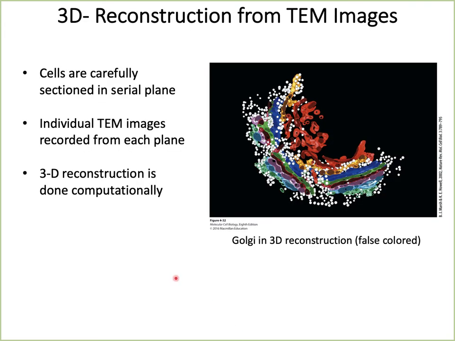So we can actually construct three-dimensional images from the transmission electron micrograph. And the beauty of this is that the cells are carefully sectioned in a serial plane. So you have to keep track when you are sectioning that tissue sample so that they are one after another. And then you take the individual TEM images and record at each plane. And using the computer, you can reconstruct those single plane images into multi-layer images, which will look like a three-dimensional image. So this is a Golgi in a three-dimensional reconstruction.